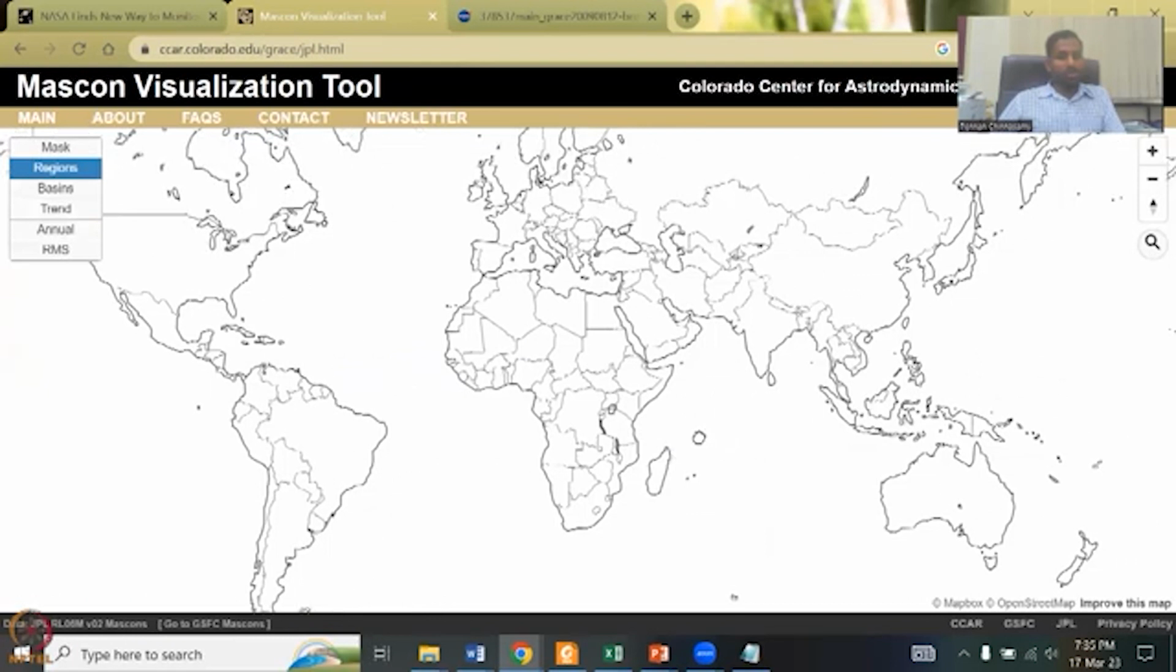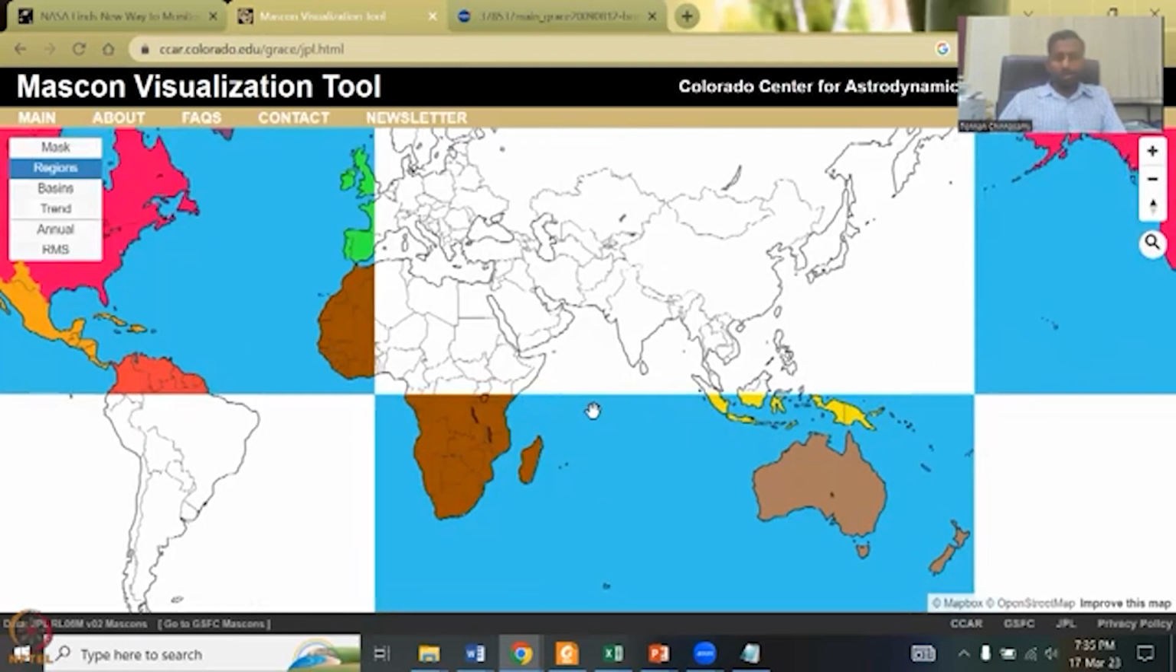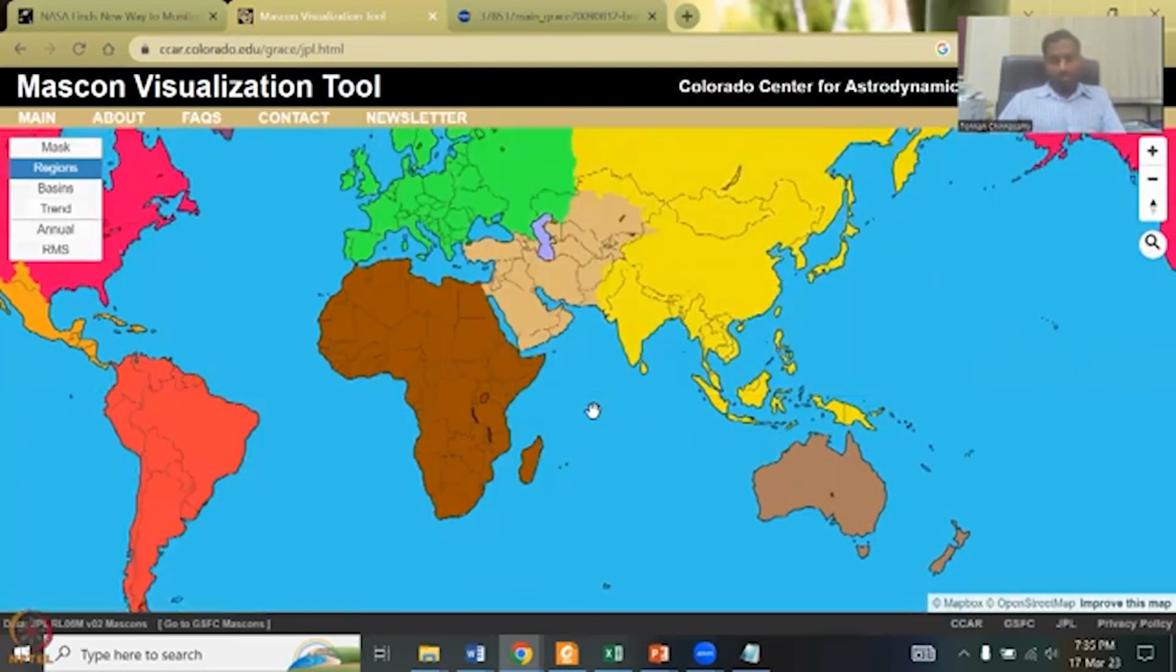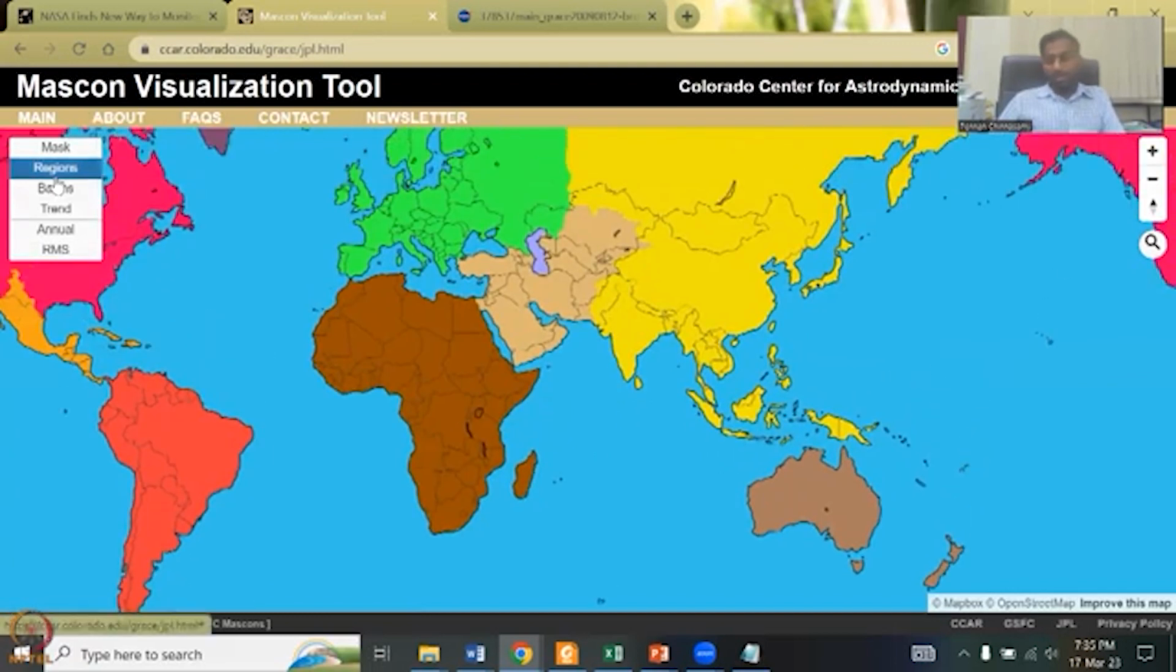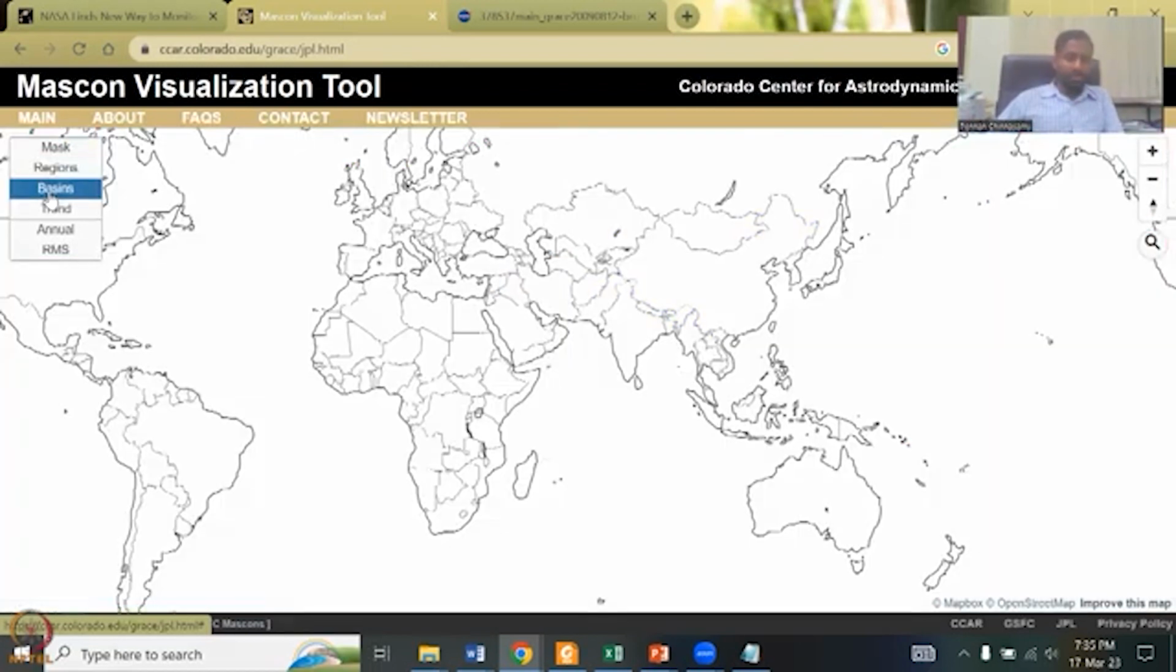Again, the boundaries are very different, so please don't look into how the boundaries are made, we don't know. But we'll just look at the regions. So these are the regions. Now the GRACE satellite data has been applied. We will show you how to access information. Let's go to basins.